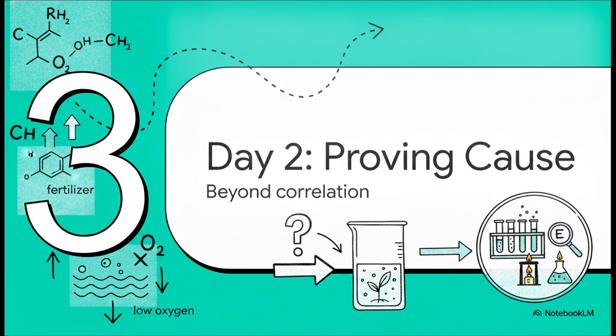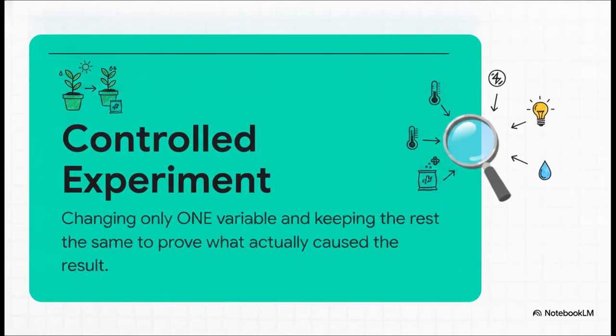Section 3, Day 2, proving the cause. Moving beyond correlation. Now, as any good scientist knows, a pattern is not proof. Just because the fertilizer and the low oxygen are hanging out in the same place doesn't mean one caused the other. To prove the fertilizer is the real killer, the lesson introduces this vital concept, a controlled experiment. This is a massive standard in middle school science. Students learn that you have to change only one variable, in this case the fertilizer, and keep absolutely everything else, like light, temperature, and water, exactly the same.